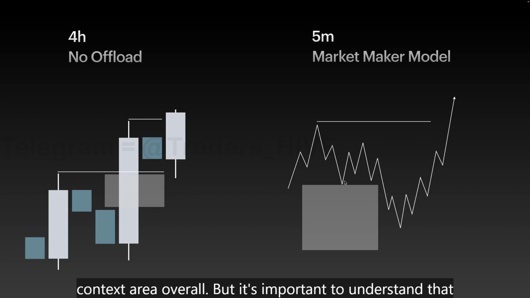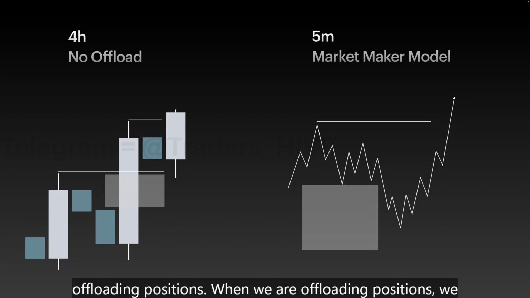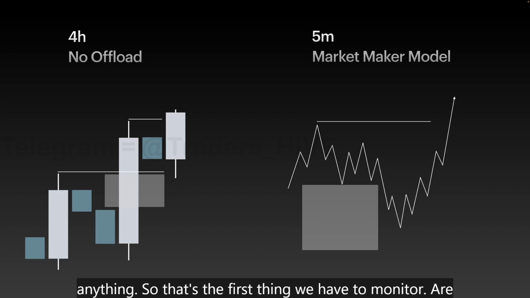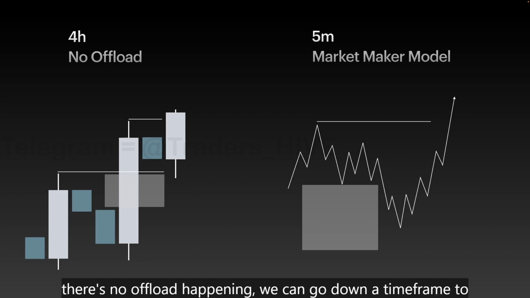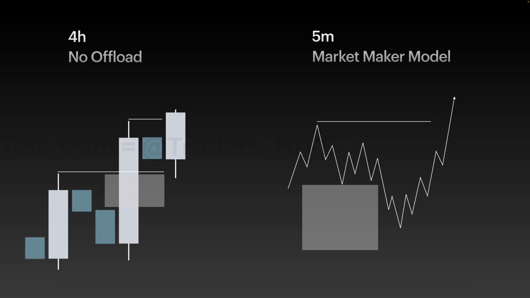But it's important to understand that once context is taken on one time frame, then either we are offloading positions. When we are offloading positions, we ideally want to just take a step back, don't necessarily do anything. So that's the first thing we have to monitor. Are we offloading positions at this moment in time? If not, and there's no offload happening, we can go down a time frame to find that new context area to then trade from that again.